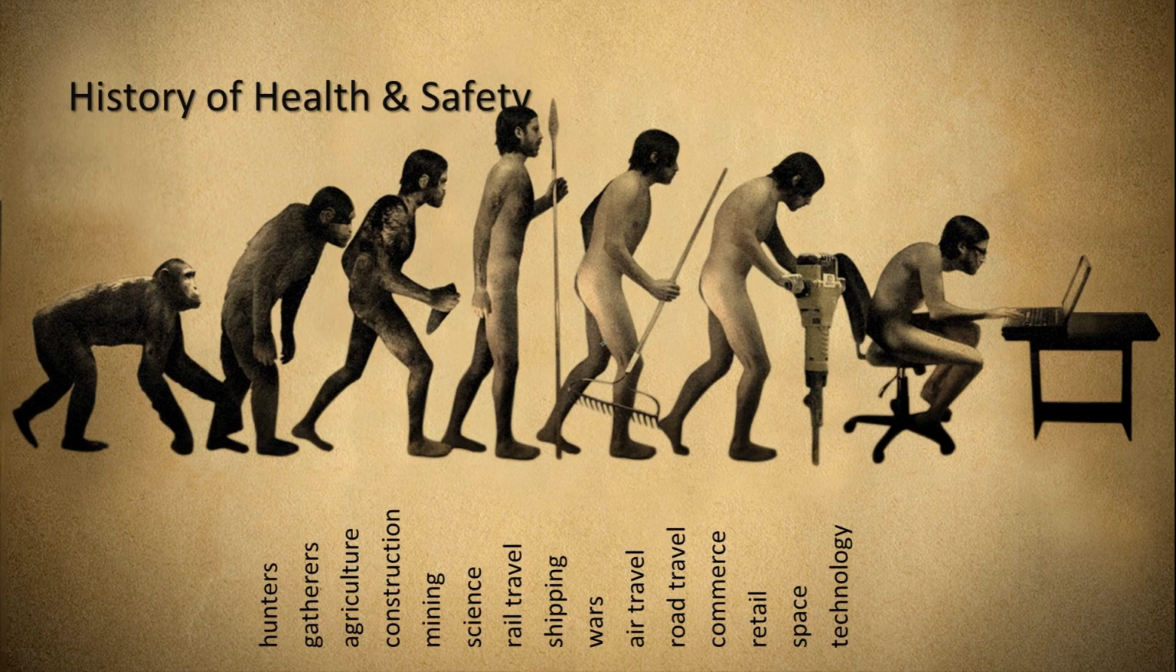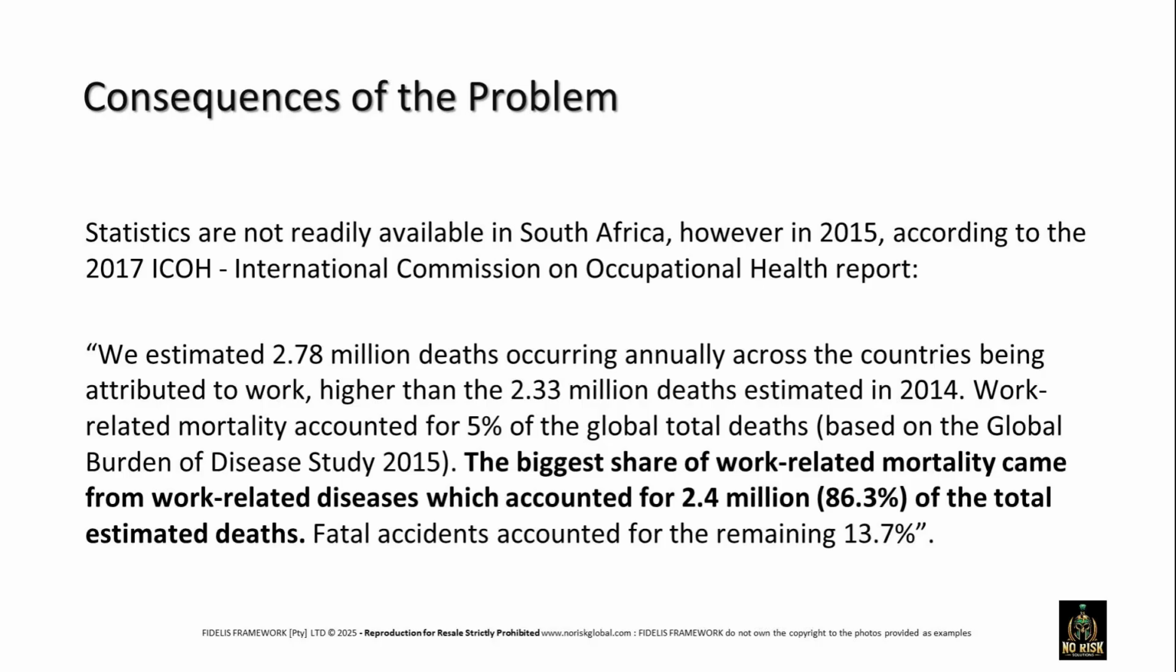The history of health and safety is a journey from primitive practices to modern technology-driven solutions. This evolution highlights the growing importance of safety in various industries. Work-related health issues have significant global consequences. In 2015, millions of deaths were attributed to work-related causes, emphasizing the need for effective health and safety measures.